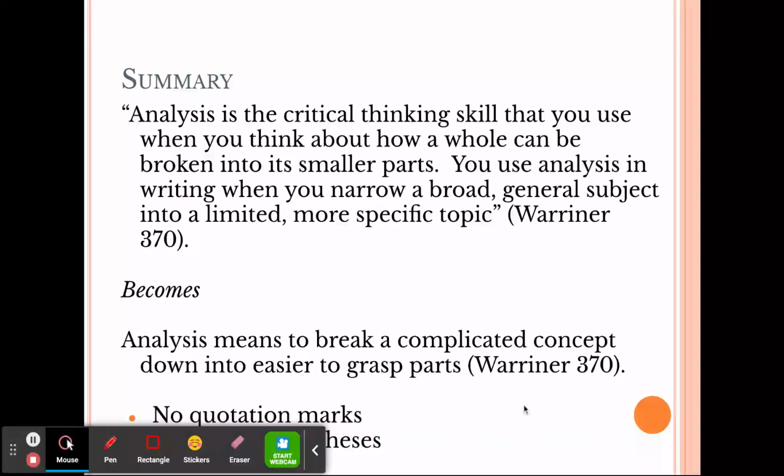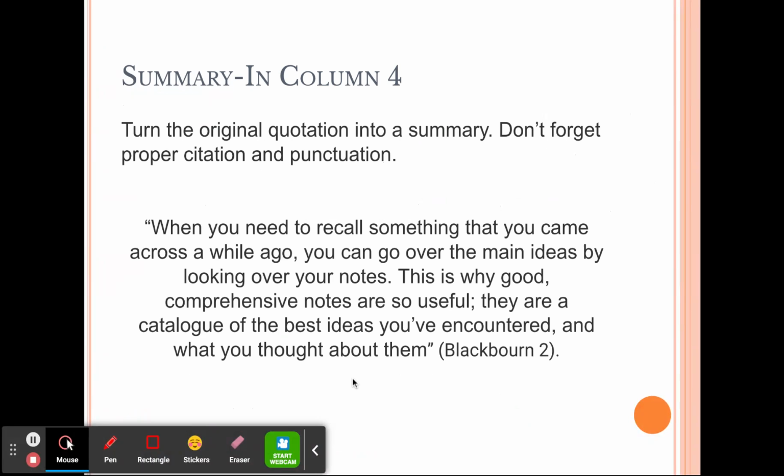So what you are going to do now in column 4 in row 3, you are going to take this original quotation and you are going to summarize it. See if you can do it in 7 words or fewer. I bet you can. So see if you can do it. So you're going to take this whole thing, scale it back to 7 words max. Don't forget to include your citation. You won't need quotation marks because you're putting it in your own words, but you still need the parentheses and the period on the outside. Pause the video and complete the summary, column 4.